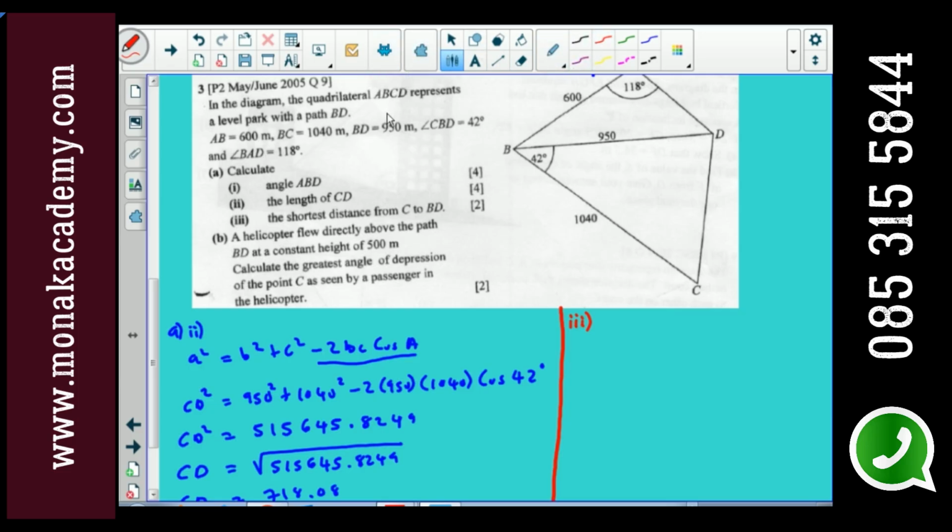So from C to BD, the shortest distance must be such that this will be 90 degrees. That's the only way it can be the shortest distance. As long as from C to the point where it touches BD, it must be perpendicular. That's the only way you can find the shortest distance. If it slants, it will never be the shortest.